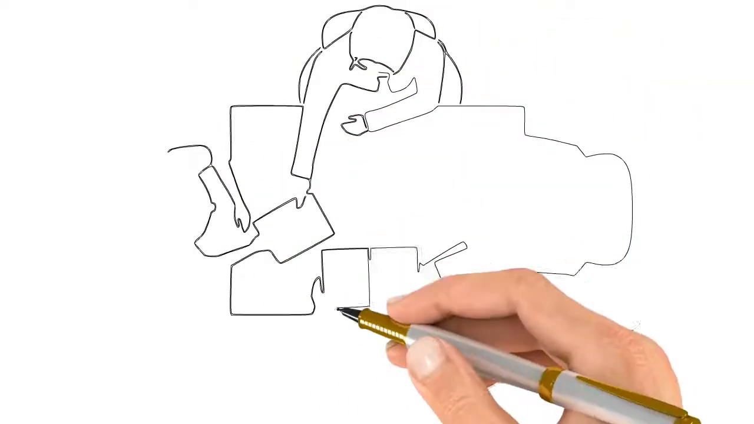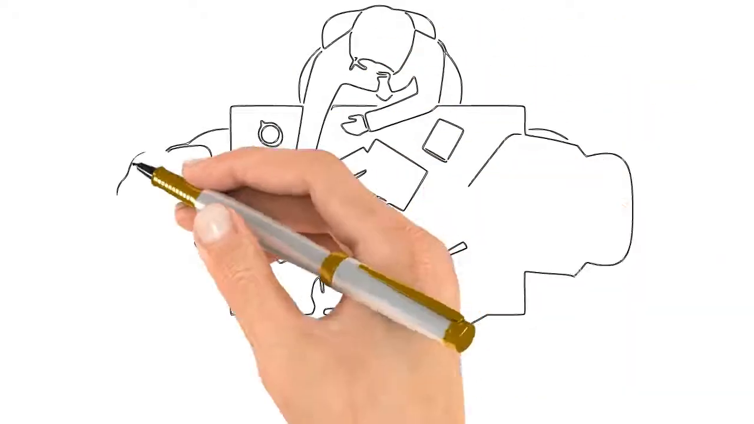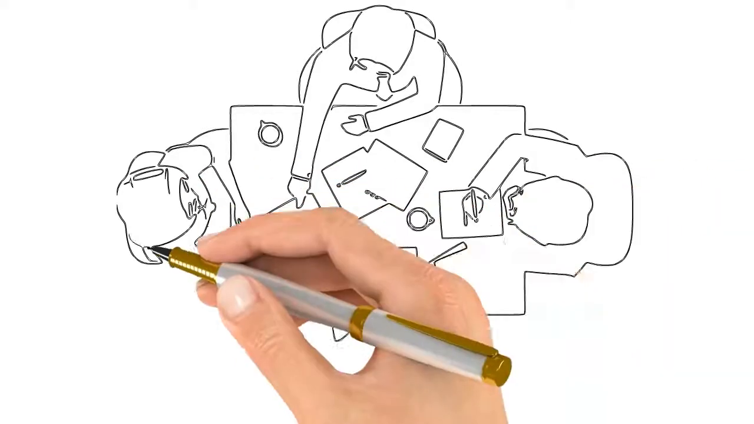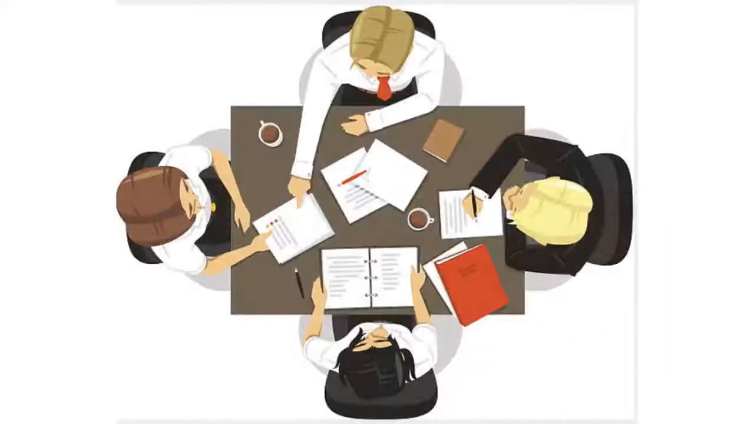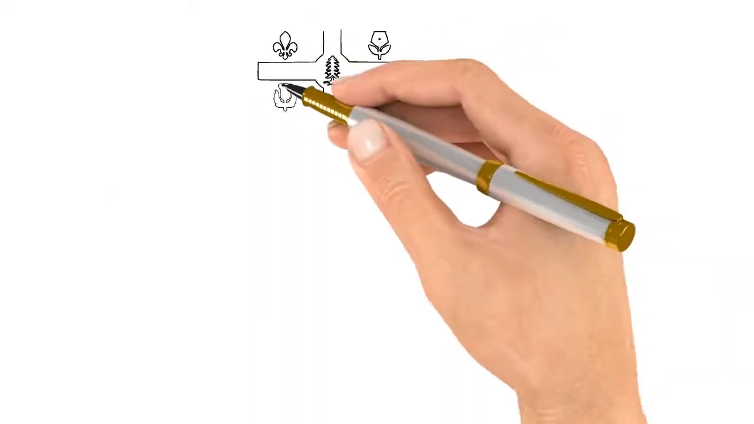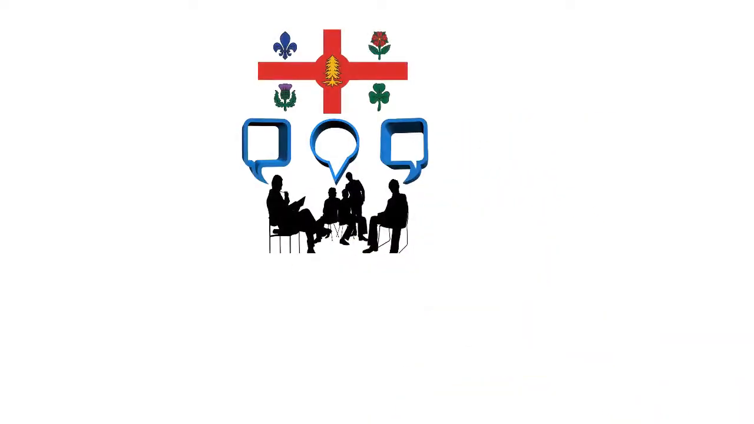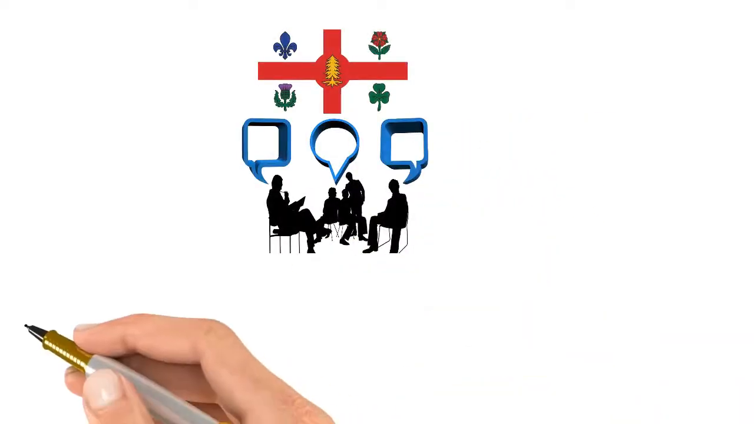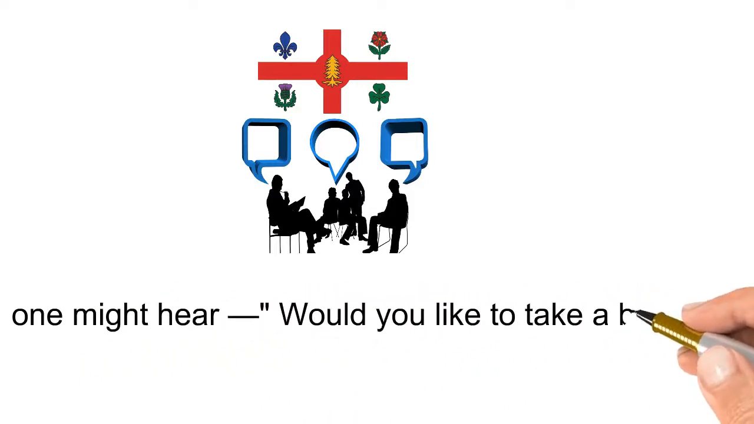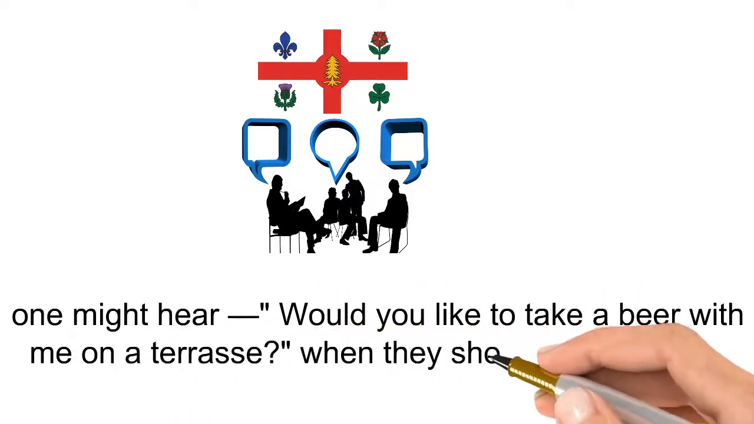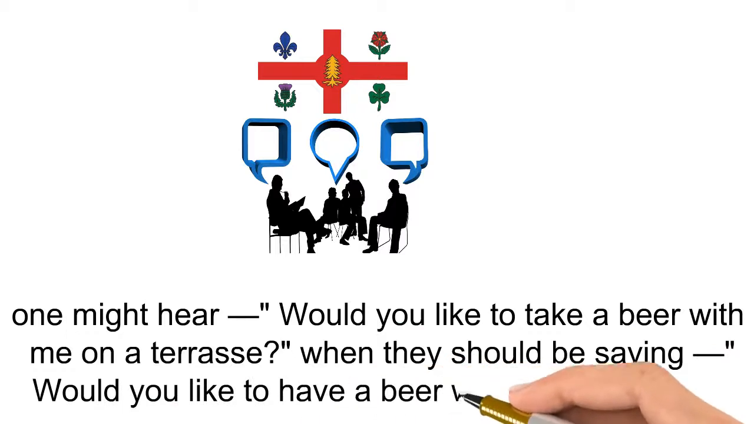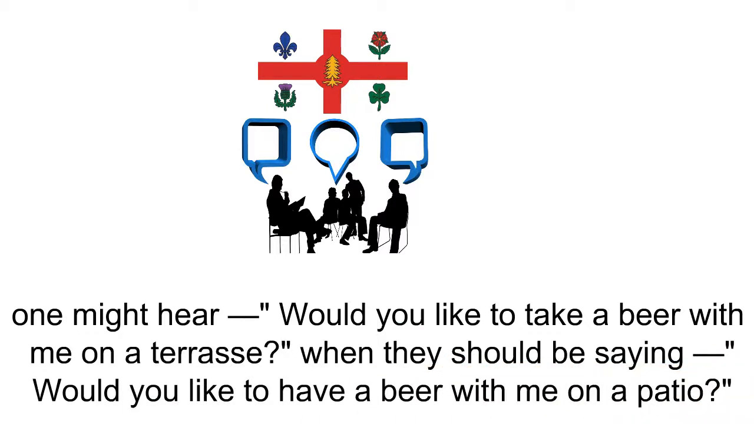This doesn't mean jumping on all their mistakes, but you should correct verb tense, third-person S on the verbs, and any pronunciation issues. Don't forget to correct homework that was given during the last class. Remember that since we teach in Montreal, there's a lot of Franglais that comes up in class that needs to be corrected. For example, one might hear, "Would you like to take a beer with me on the terrace?" when they should be saying, "Would you like to have a beer with me on the patio?"